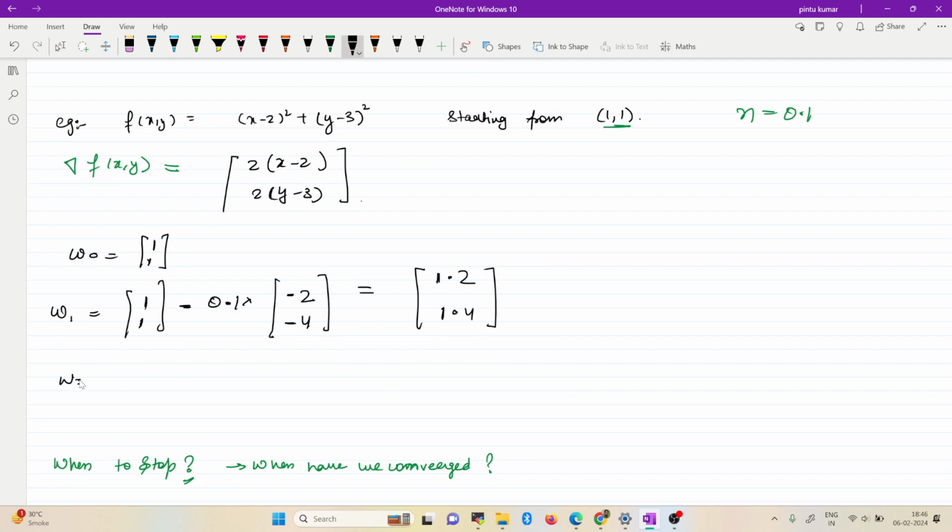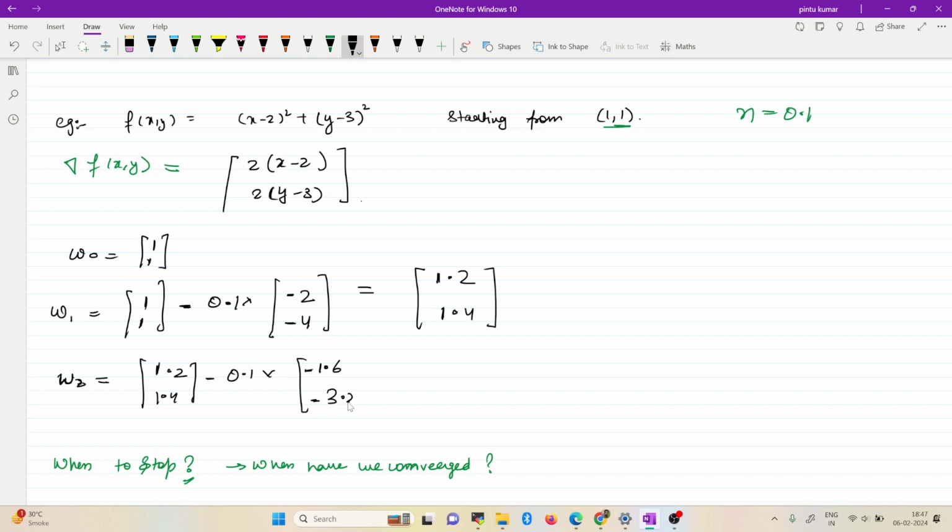I'm from an operation research department, so that's why most probably I'm doing a lot of this optimization stuff. So this is 1.2, 1.4 minus 0.1 times. Now the gradient at this point would be 2 into 0.8, right, minus 0.8, that is minus 1.6, and here it would be like minus 3.2.